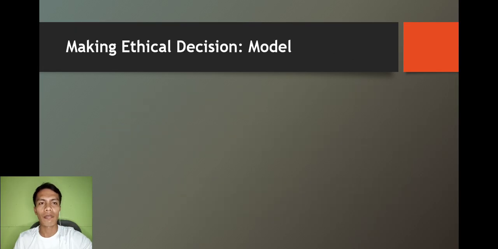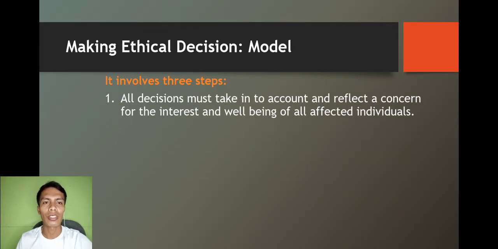Then next we have the making ethical decisions model. It involves 3 steps. First step is all decisions must take into account and reflect a concern for the interest and well-being of all affected individuals. So first, decisions must take into account and reflect a concern for the interest of others. So you think first about what possible things may happen.